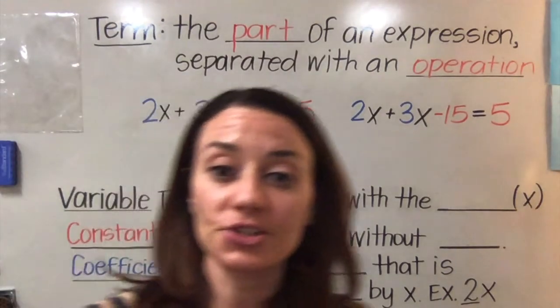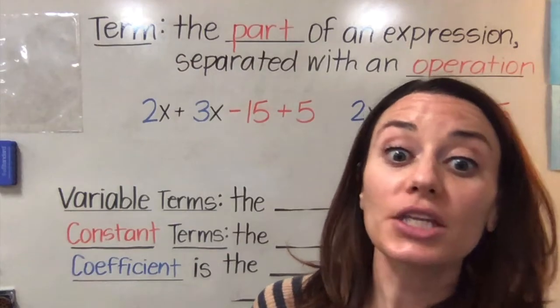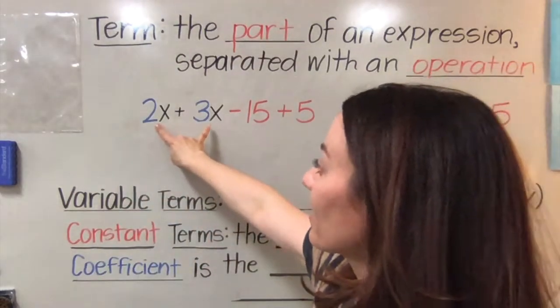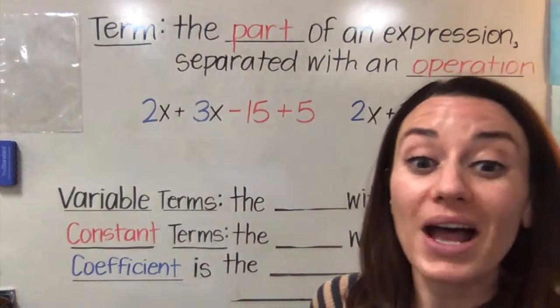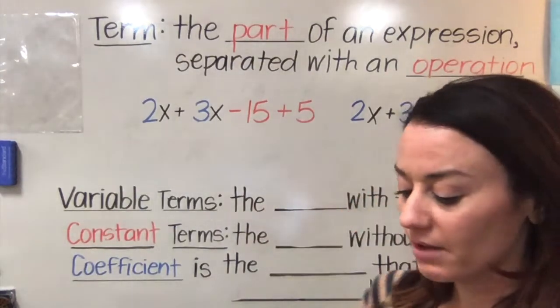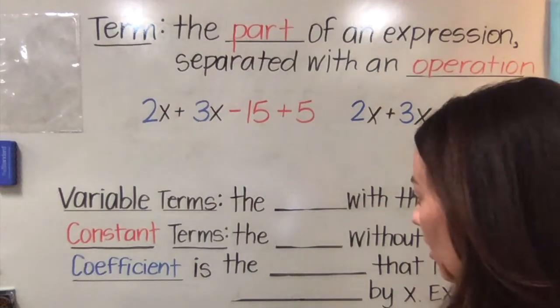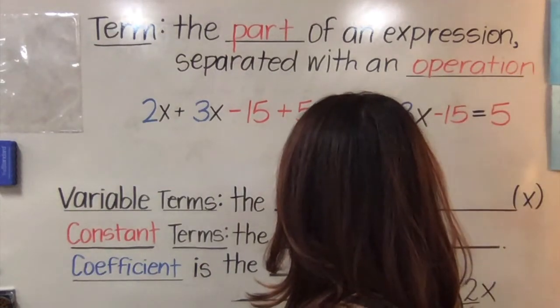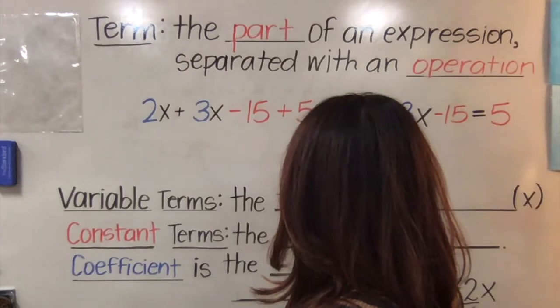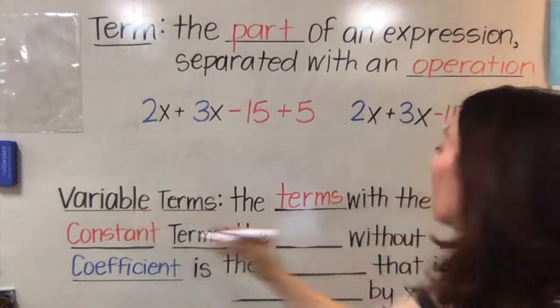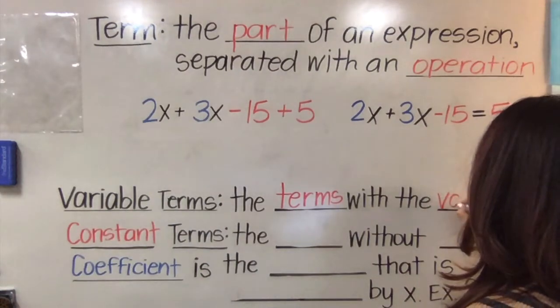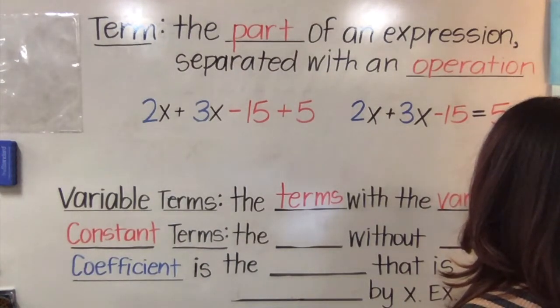Now some of these terms have special names. Look at the terms that are blue, 2x and 3x. We call these variable terms. We call them what? Very good. And those are the terms with the, what do you think? Variable. So those are the terms with x.